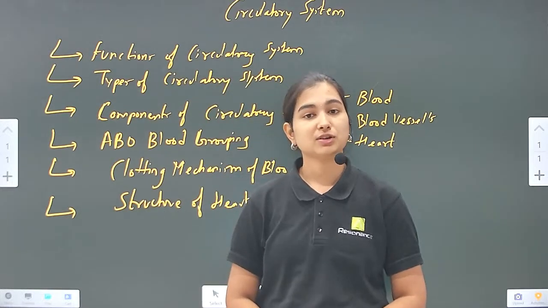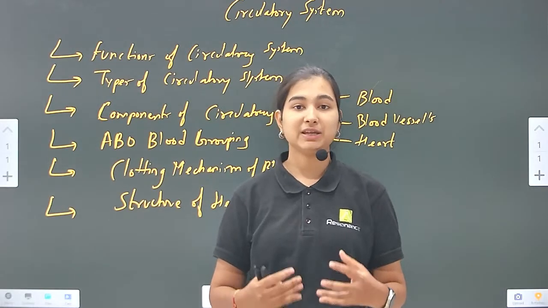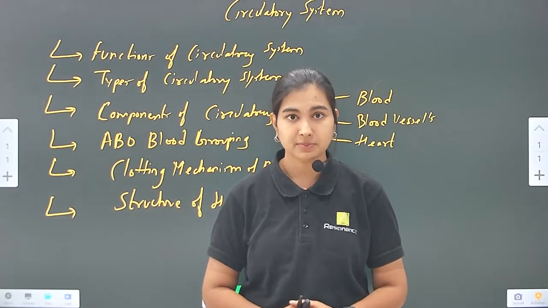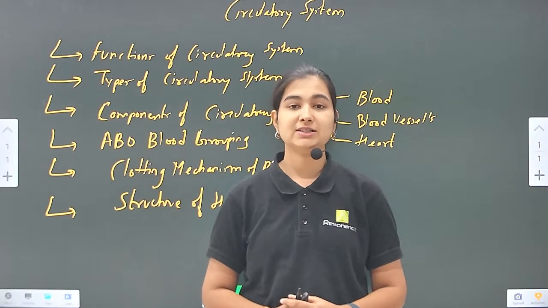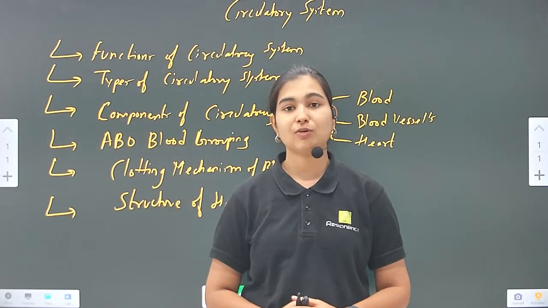Talking about the structure of the heart, our heart is mesodermal in origin. It is placed in the mediastinum cavity. Now our heart is four-chambered, right. Now the upper two chambers are called the atria or the auricles. They are small chambers, and the lower two chambers are the large chambers, and they are called the ventricles.